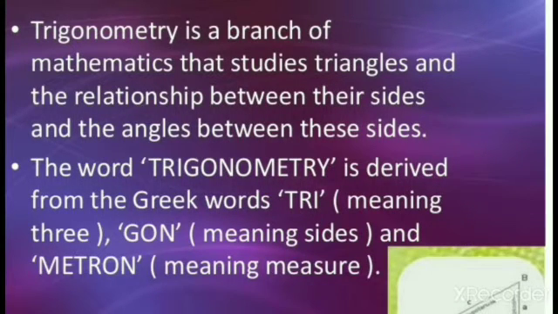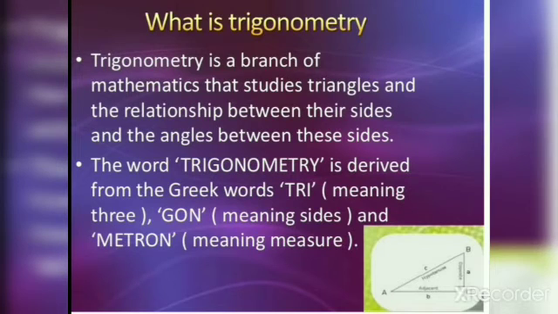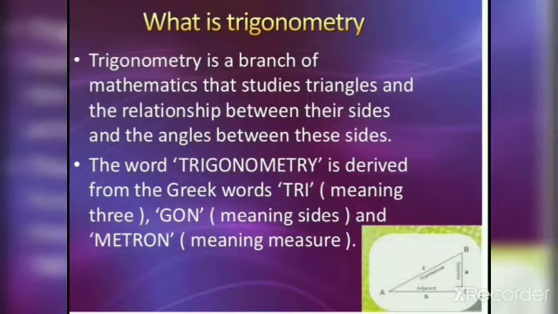In today's class we are going to start with a new lesson, trigonometrical ratios. So let's see what is this trigonometry. Trigonometry is a branch of mathematics that studies triangles and the relationship between their sides and the angles between these sides. The word trigonometry is derived from the Greek words tri meaning three, gon meaning sides, and metron meaning measure. So it is a measurement of three sides of a triangle, or trigonometry means measurement of triangle.